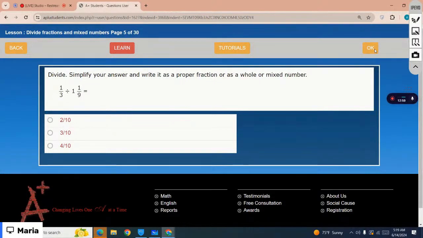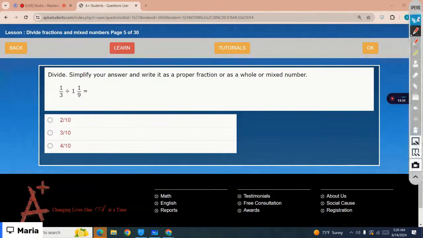1 by 3 divided by 1 whole. So which is the correct option? The correct option is: you have to convert the mixed numbers to improper fractions. You have to do 9 times 1 is 9 and 1, 10 over 9.